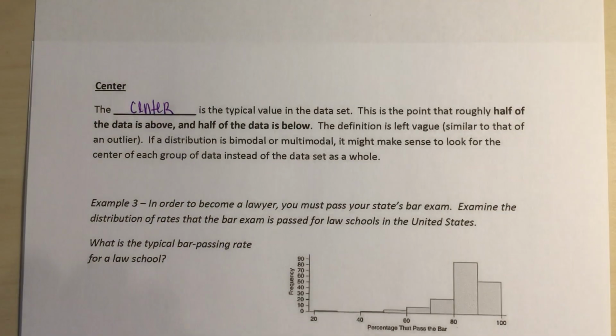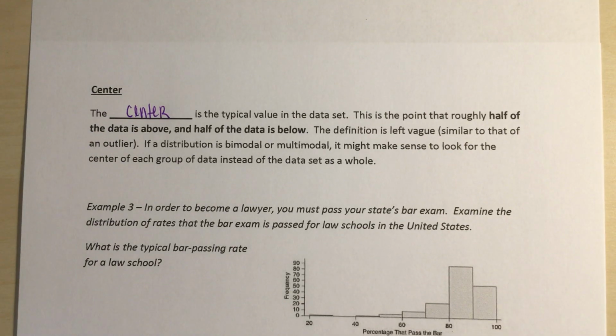The center is the typical value in the data set. This is a point where roughly half of the data is above and half of the data is below. The definition is left kind of vague, similar to that of an outlier. We're going to talk in the next chapter more about ideas of center, but for right now we're thinking about it as a typical value, the middle value.